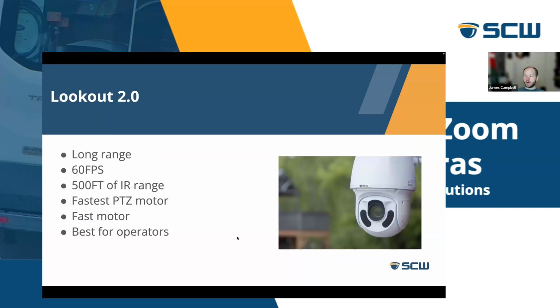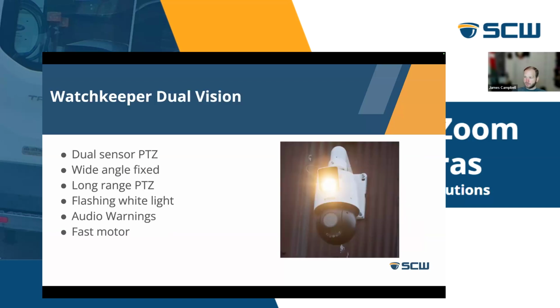And then we go into some of our larger commercial style. Again, not that the Bastion is not, the Lookout is not, but these are more of the traditional large, big ones. And this is the Lookout. It's got very long range, 60 frames per second, which means that movement between things is going to look very, very smooth. It's also got 500 feet of infrared range. And this is actually our fastest PTZ. So for somebody who's operating the PTZ all the time as a dedicated part of their job, we generally push people towards this.